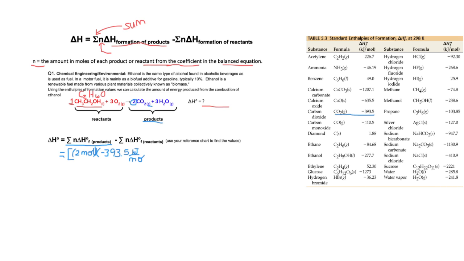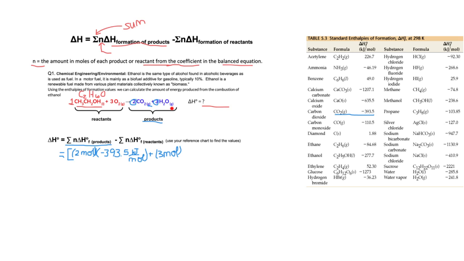And then I'll add in my next term, which is H2O. I'll have 3 of those and 3 moles of those. And then I want to look for my heat of formation from my table for H2O. And if I go over here, there are actually 2 H2O values. So be careful with H2O.